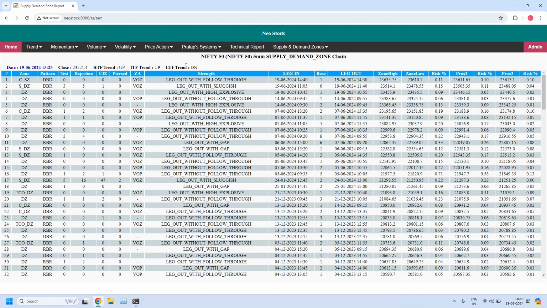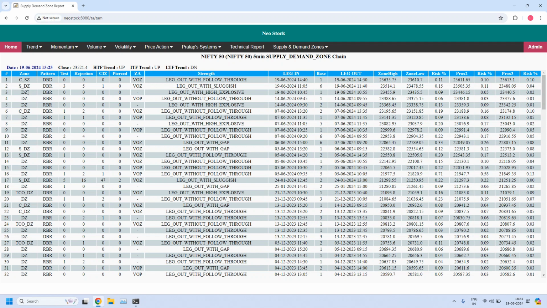And also check the trend. The 5 minutes trend is down, but that is not important, because if 5 minutes is the LTF, the ITF is 15 minutes. The 15 minutes trend is uptrend. And the 75 minutes trend is also uptrend. That means currently Nifty is supporting a bullish trade setup.